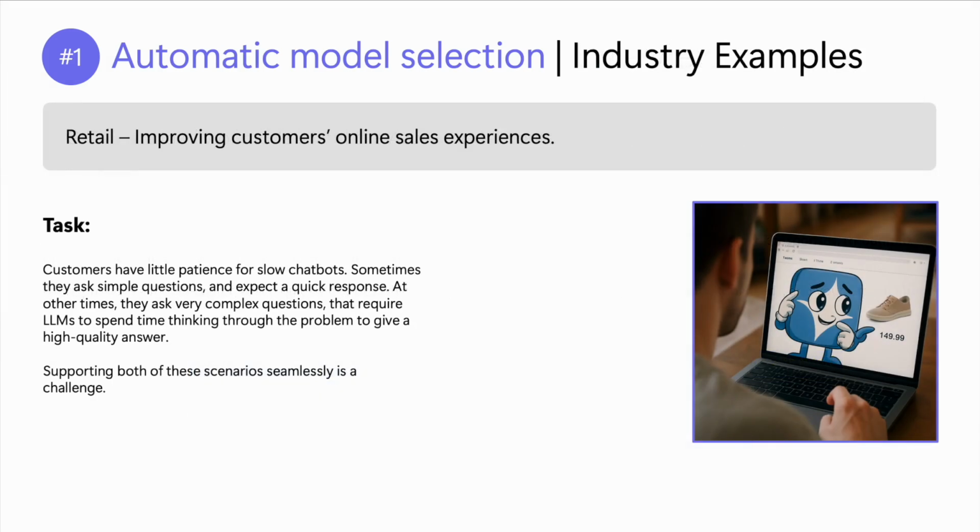So let's imagine a retail scenario where we have a customer talking to a chatbot on our website, and we want to improve that customer's experience. Now, a really common challenge is that if customers ask a simple question, we want to use a really light LLM to provide a quick response. But sometimes they ask a really complex question that needs a thinking model to reason over it and spend more time to give a high quality answer.